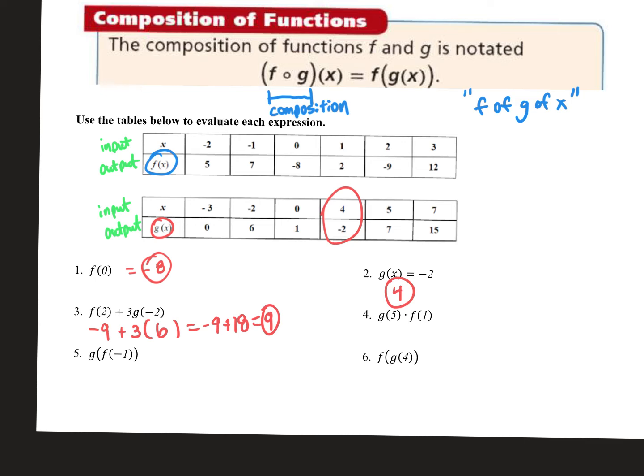Moving to number 4, g(5). g(5) is 7 times f(1). f(1) is 2. 7 times 2 is 14. And now 5 and 6 are our compositions.